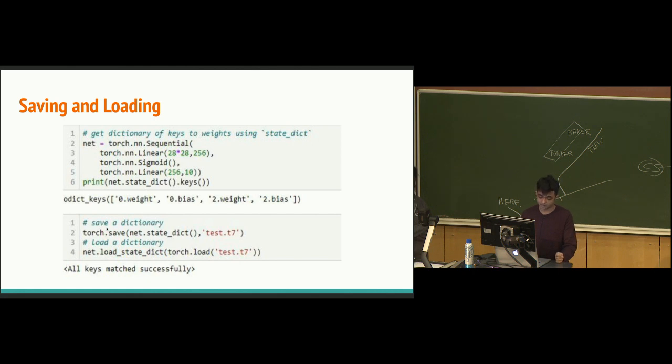To save the weights of the neural network, you just have to call these helper functions: torch.save the state dict of the neural network, and similarly to load, you just want to load from the file which you have saved your weights and biases into.